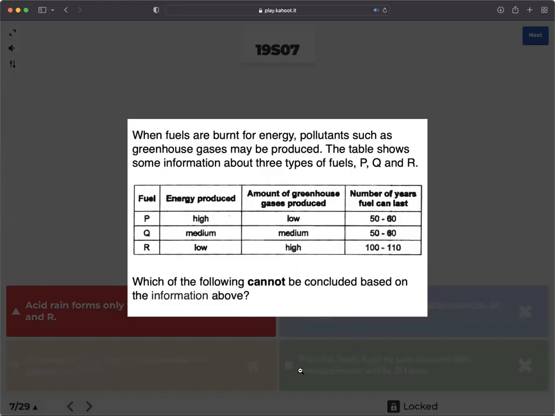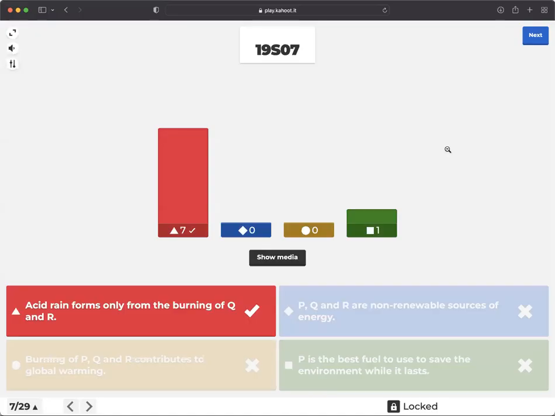Okay, so one of you chose P as the best fuel to use to save the environment. So P produces high energy, good. It actually produces very little greenhouse gas, also very good. However, it can only last 50 to 60 years. So what is the question asking? Which of the following cannot be concluded based on the following? So based on this, can you tell that P is the best fuel? Okay, you cannot tell.